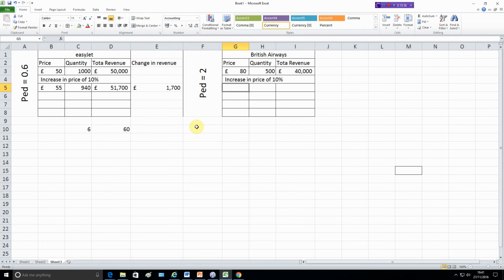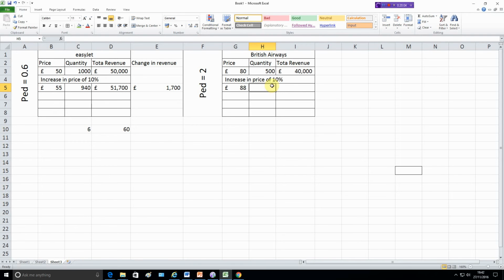On the other hand, when British Airways increased the price by 10%, what would be the new price? From £80 it would be? What's 10% of £80? It is 8. So the new price will be £88. Now, the quantity demanded, is it going to increase or is it going to fall, first of all, when the price has gone up? It will fall.